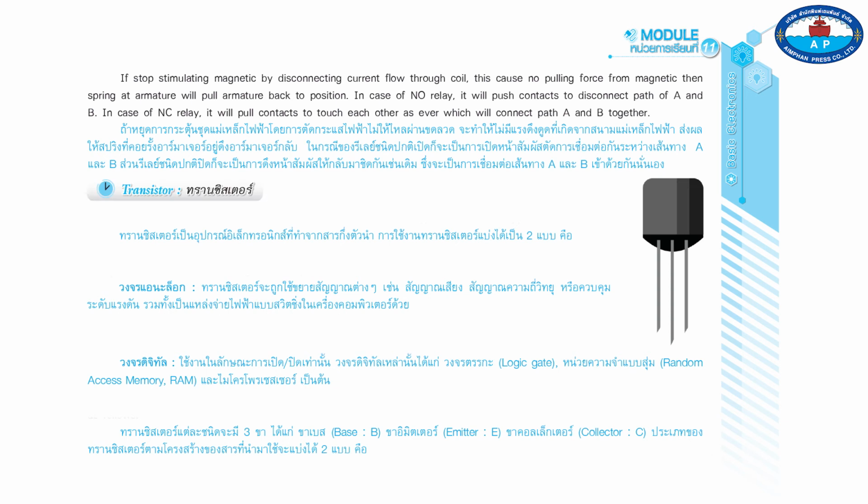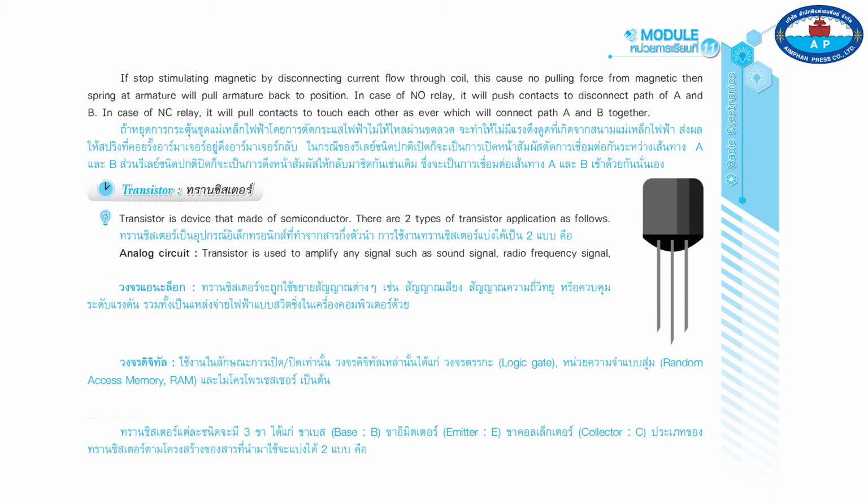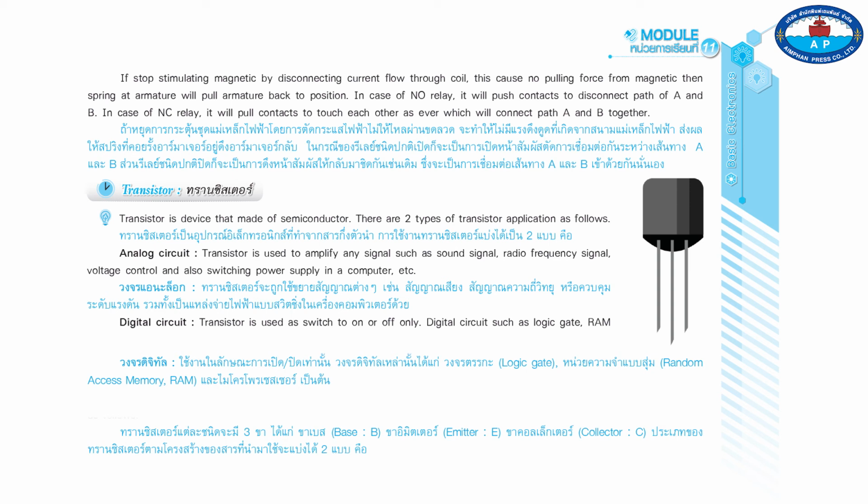Transistor. A transistor is a device made of semiconductor. There are two types of transistor application as follows. Analog circuit: a transistor is used to amplify any signal such as sound signal, radio frequency signal, voltage control, and also switching power supply in a computer, etc. Digital circuit: a transistor is used as a switch to turn on or off only, in digital circuits such as logic gates, RAM, random access memory, microprocessors, etc.